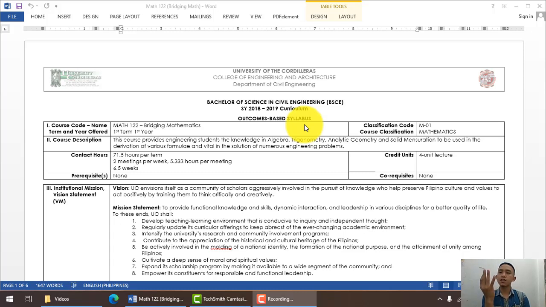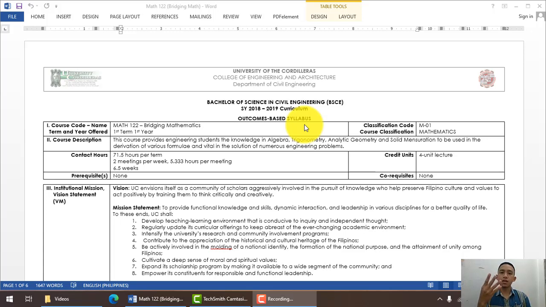So what are these? Okay, your algebra is dealing with equations, playing around with equations, solving values from equations. In trigonometry, we are talking about topics relating to triangles. In analytic geometry, we are talking here of graphs. If you are trying to plot graphs, lines, curves, like circles, parabola, and so on and so forth. And then solid mensuration is now the computation of quantities like distances, areas, volumes, surface area, and so on and so forth.